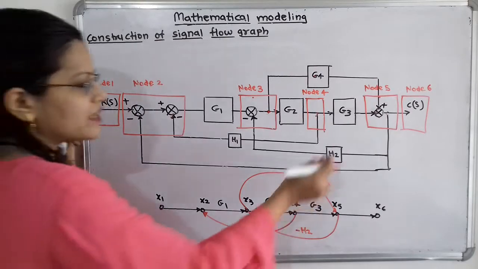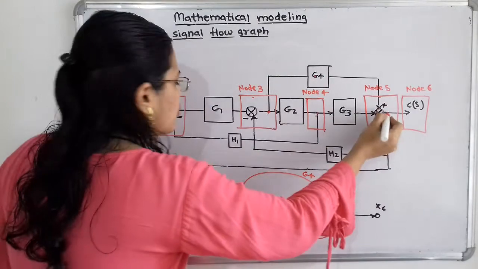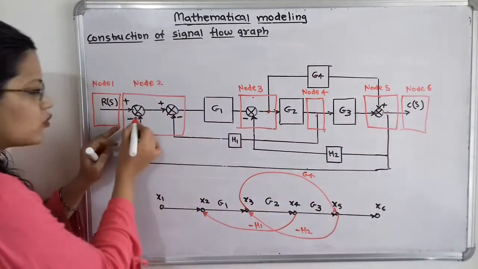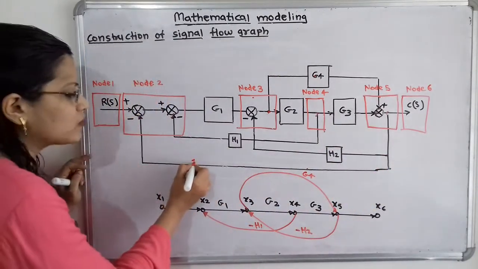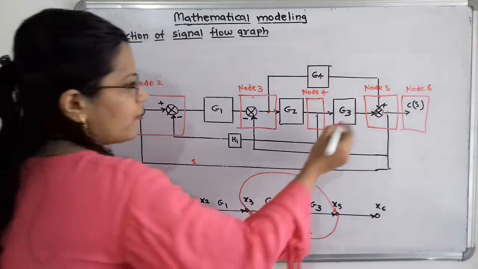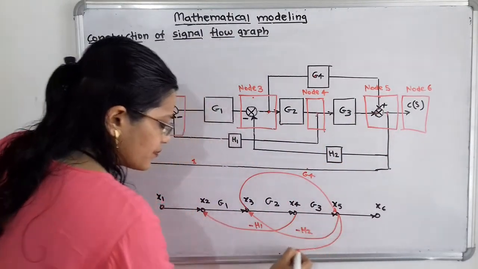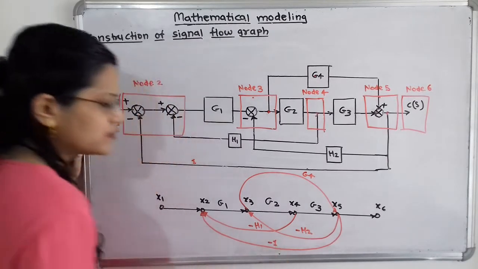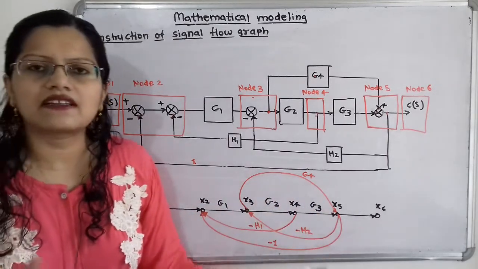Now again at the node 5 there is also the takeoff point from this node 5 towards node 2. So 5 to 2 we have to connect, and that means we have to consider here as a unity, and for this unity there is minus sign. So from this node 5 I will connect with node 2 and I will give here as a minus 1. So this is the diagram, that is nothing but the signal flow graph.